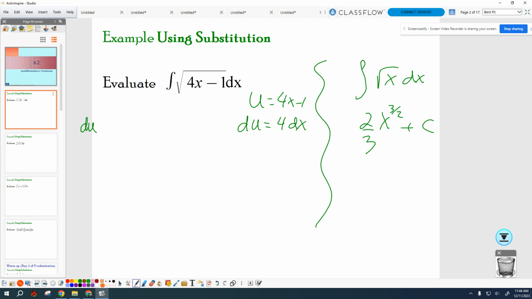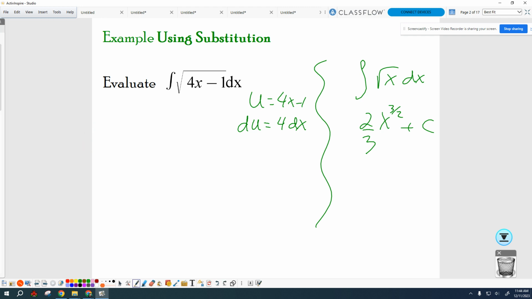So technically, the way we would have written it previously is du dx equals 4. I'm just moving the dx to the other side. So x's are all over there, and u values are all on the left. All right, so now let's translate. Instead of the square root of 4x minus 1, it's going to be the square root of, what is 4x minus 1? So square root of u.